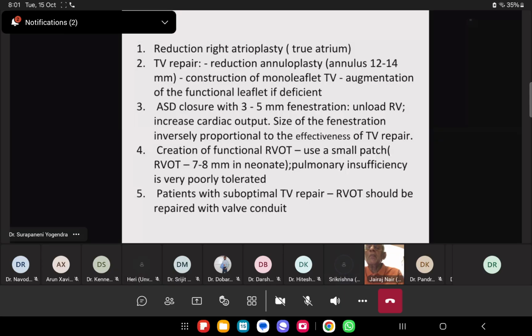Creation of functional RVOT using a small patch. RVOT diameter in neonates is 7 to 8 mm. Pulmonary insufficiency is very poorly tolerated. Patients with suboptimal tricuspid repair, RVOT should be repaired with a valve conduit.